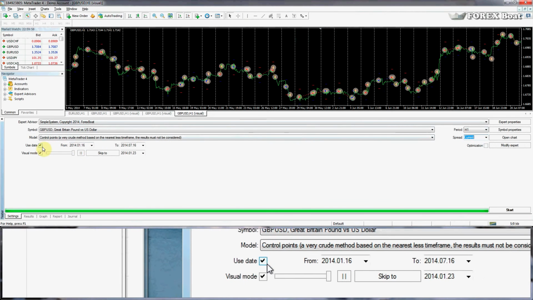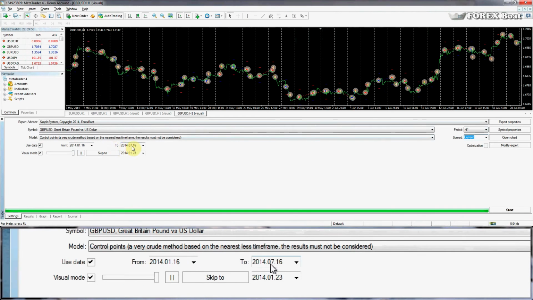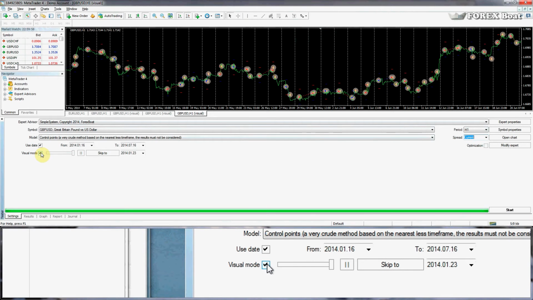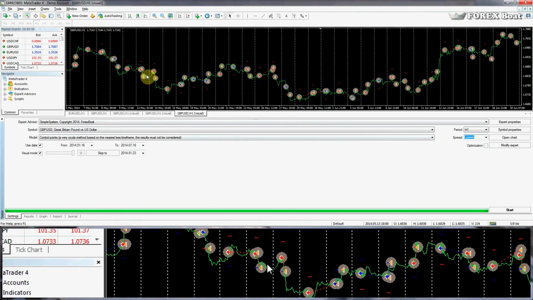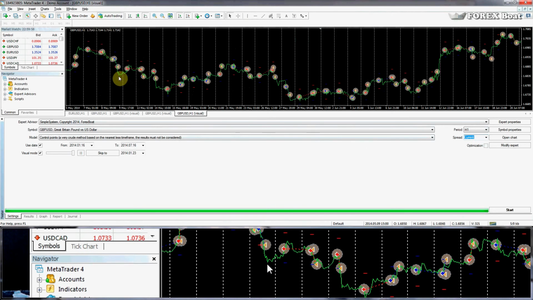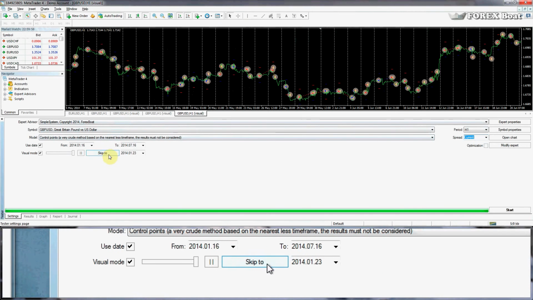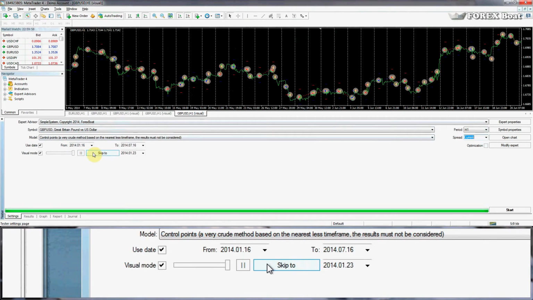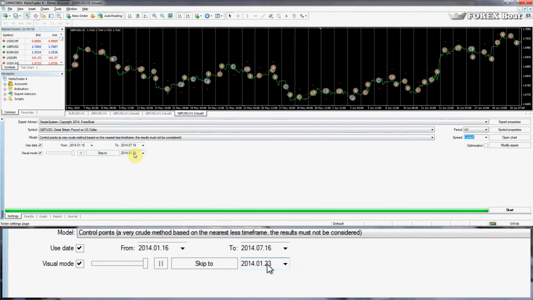Use date is if you want to specify a range of dates within which you want to run the test. Visual mode, I recommend keeping it on because that way you will see a chart similar to this, so you won't just see the results, but you'll actually see where the trades were conducted on a chart. Skip to, don't worry about that. That's rarely used. That's if you want to skip part of your testing and view a certain day somewhere in the middle of your test.